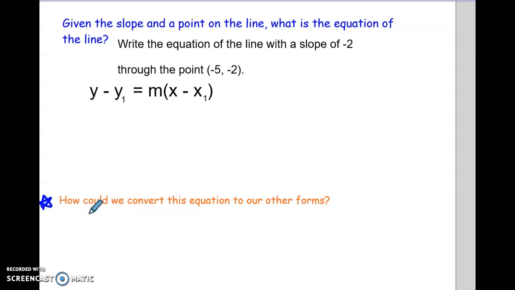See if you can convert it to y equals form, which is slope-intercept form, and then see if you can convert it to standard form, which is ax plus by equals c. So this would be a good challenge for you. And once you've got it, you can unpause the video and then check your answer.